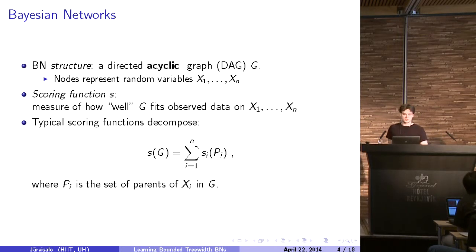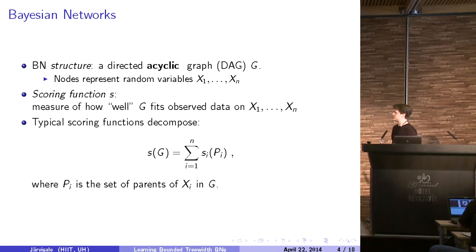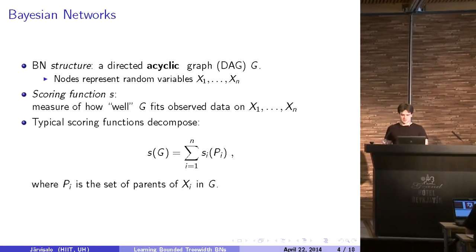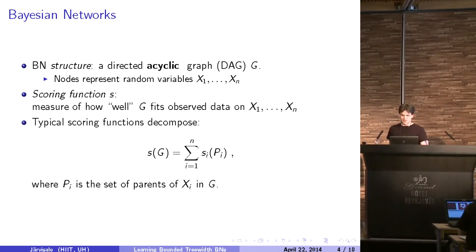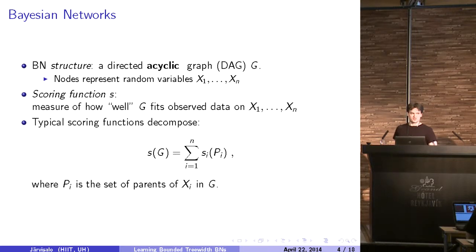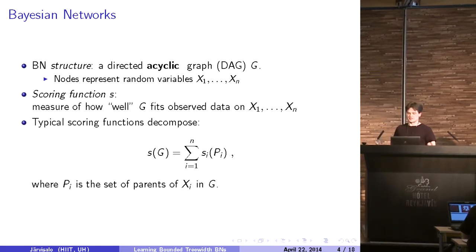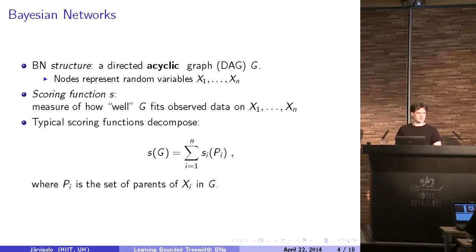a DAG, where the nodes represent some random variables, x1 through xn. And then we're given a scoring function that is a measure of how well a specific DAG fits some observed data over the random variables. As is typical, we're going to assume that the scoring function decomposes into so-called local scores over the variables. So basically, a DAG is represented by choosing a parent set for each node. This set for each node i is called the parent set of the node xi, and then we can just sum up the scores for the parent sets, and that gives you a score for the DAG.